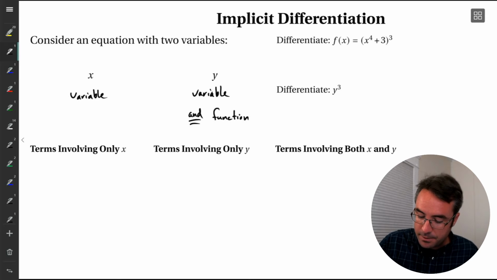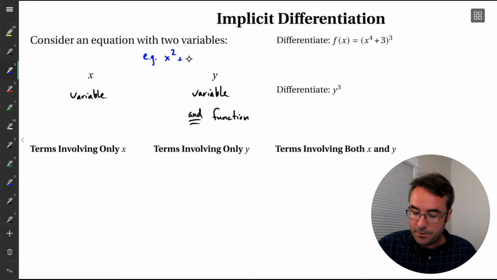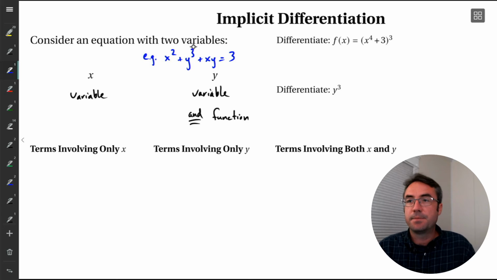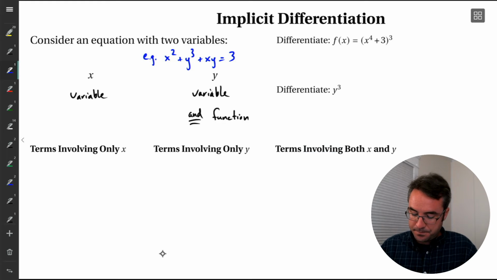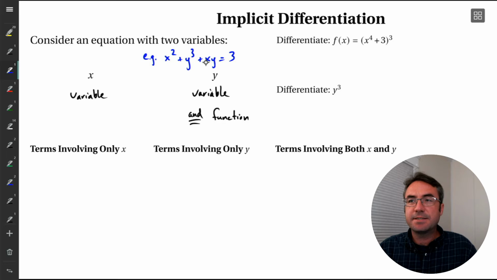As a little example, just to make this concrete, let's consider the equation x squared plus y cubed plus xy equal to 3. So here we have an equation. All the x's and y's are mixed together here. When we look at this equation, we're going to think of any x that we see as just a variable. And we're going to think of the y's that we see here both as variables, but then also as being a function of x. So almost think of it as like there's some hidden x terms hidden inside of this y.